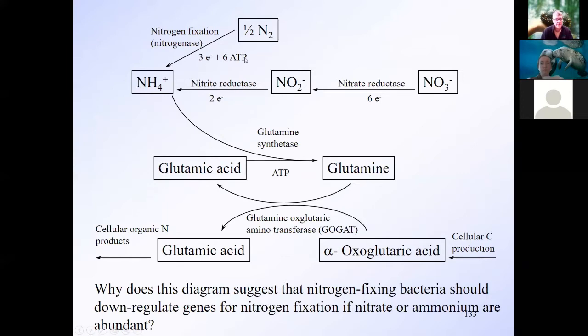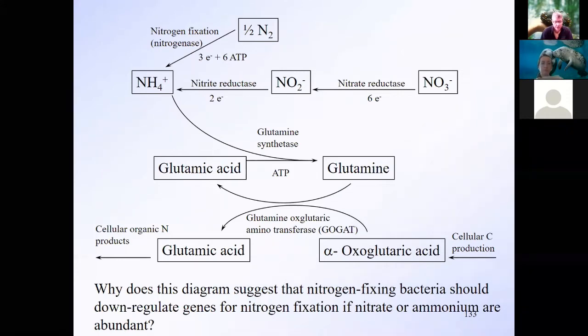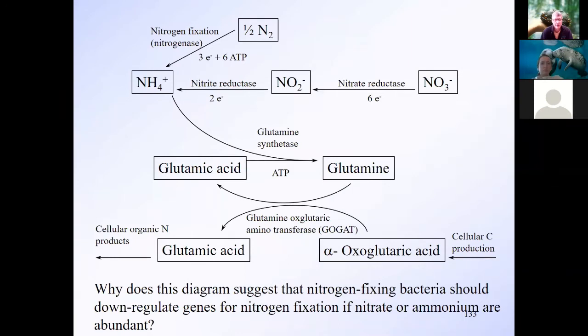And we see that nitrogen gas takes 6 ATP plus some free electrons, and it takes energy to produce electrons. Using nitrate, you have to convert it. It takes 8 electrons, which also takes some energy. So this is the first question of the day. Why does this diagram suggest that nitrogen-fixing bacteria should downregulate genes for nitrogen fixation if nitrate or ammonium are available?